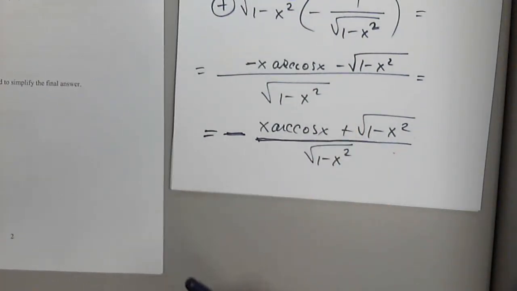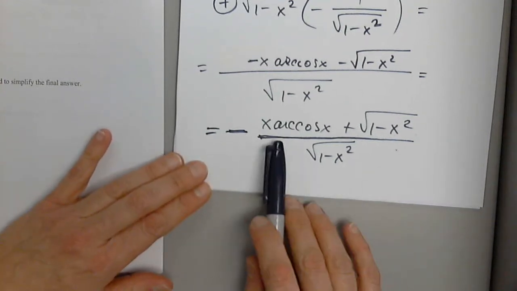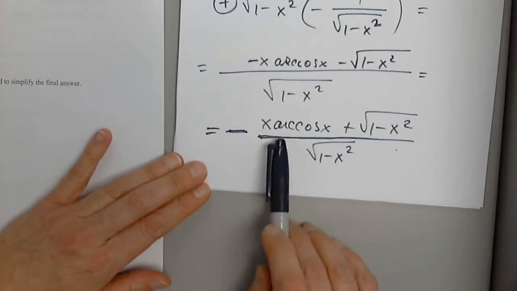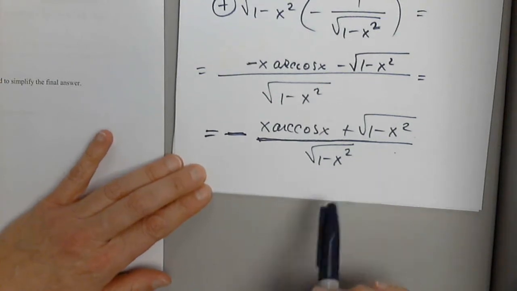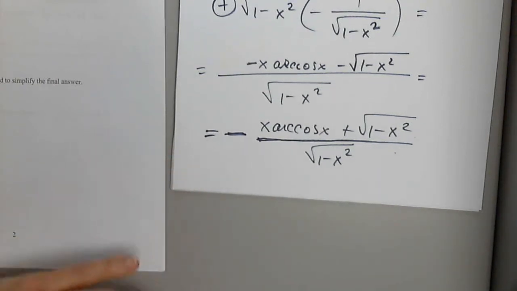Any questions? Yes? Can we write it as x arc cosine x over the square root of 1 minus x squared minus 1? Yes. Okay. Normally we would like to add the fractions. So that's why I left the same denominator. I didn't simplify, but both are acceptable. Any questions on this problem?